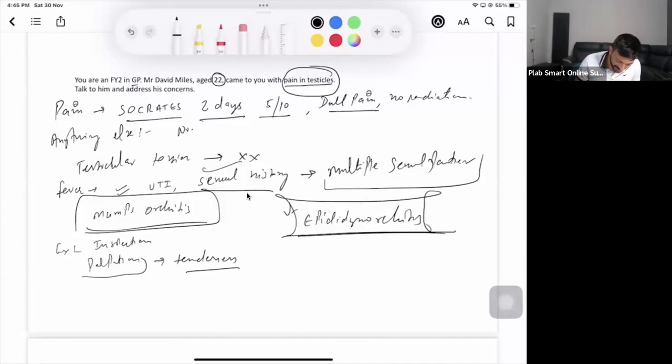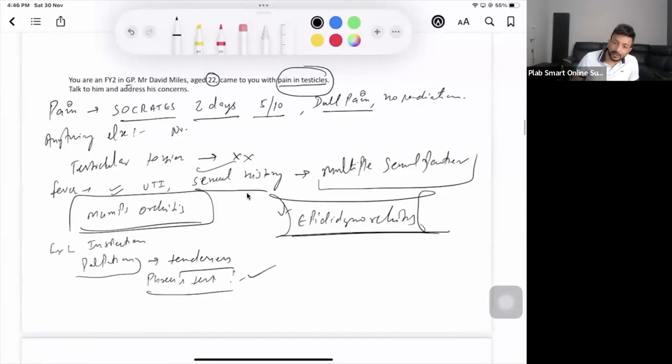Fine. Now, the special test. Am I going to do the Prehn's test? Yeah, I think I can, because on lifting the testicle, let's see if the pain is relieved. If yes, it's not testicular torsion, it could be epididymo-orchitis or epididymitis. So maybe you can do that.